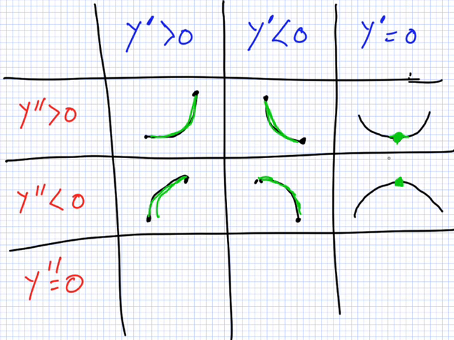Okay, now this is where it gets a bit more complicated. The second derivative is 0, but the first derivative is positive. So if the first derivative is positive, what is it doing? It's increasing. But if the second derivative is 0, what does that mean? It's switching. So we have to draw this increasing, but switching between concave and convex.